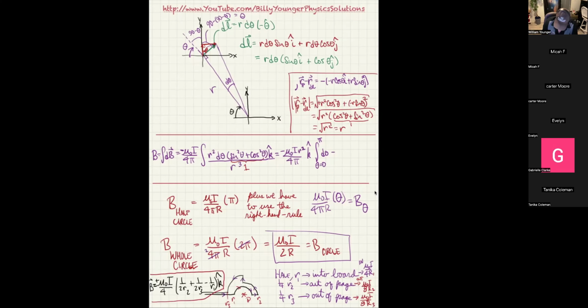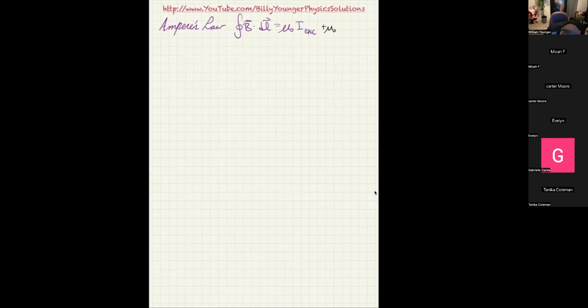All right, so let me refresh your memory again regarding using Ampere's law. Ampere's law is the closed integral of B dot dl is equal to mu 0 I enclosed. Again, we're not using Maxwell's correction. If we were, of course, that would be plus mu 0 epsilon 0 d phi E over dt. But anyways, we're not using that.